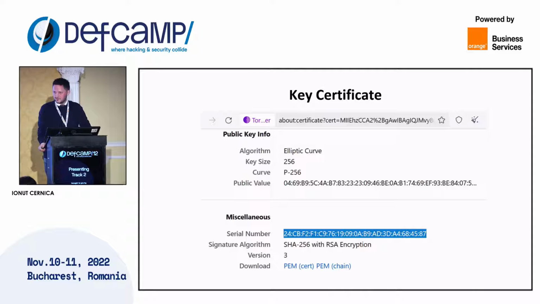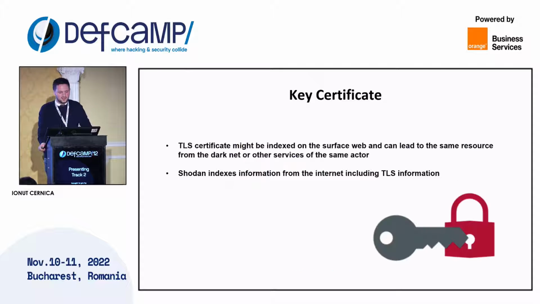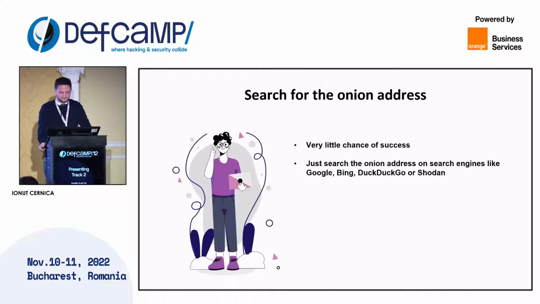For the key certificate, you can take some artifacts from it, and you just have to search for those artifacts on the internet. The best way is to use Shodan, because Shodan indexes information from TLS certificates. There is a little chance of success. Maybe 7 or 8 years ago it would work, but who knows? You maybe can search the whole Onion address on Google, Bing, DuckDuckGo. You should give it a try.